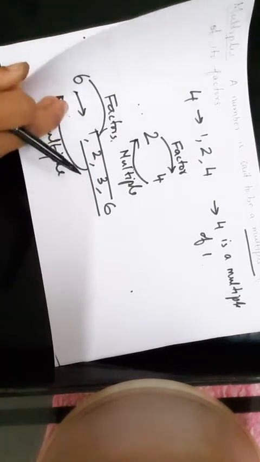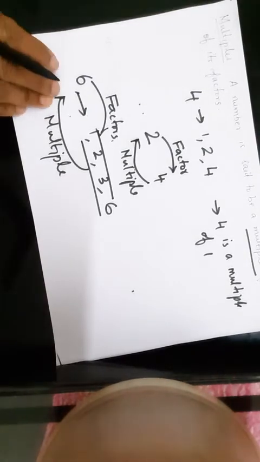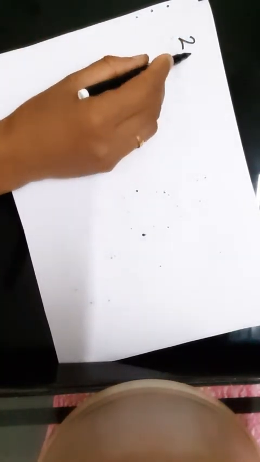Now let us see how we can find multiples of a number. How we can write multiples of a number. Let us write the multiples of the number 2. Let us start with a small number. To find the multiples of 2, we have to multiply 2 with each of the natural numbers.